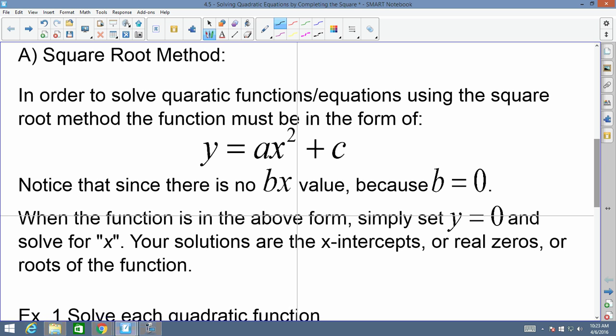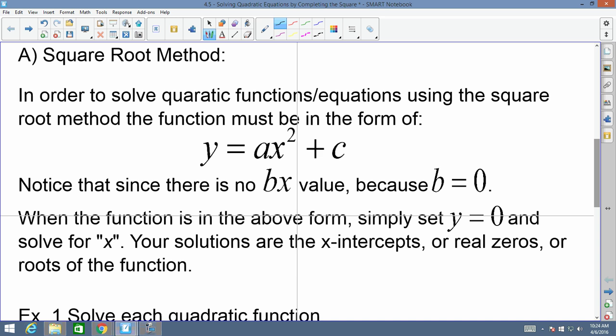The square root method. In order to solve quadratic functions or equations using the square root method, the function must be in the following form, guys. y equals ax squared plus b. Notice that there is no bx value. b is 0 here. When the function is in the above form, simply set y equal to 0 and solve for x. Your solutions are the x-intercepts. They're also called the real zeros, or the roots of the function.